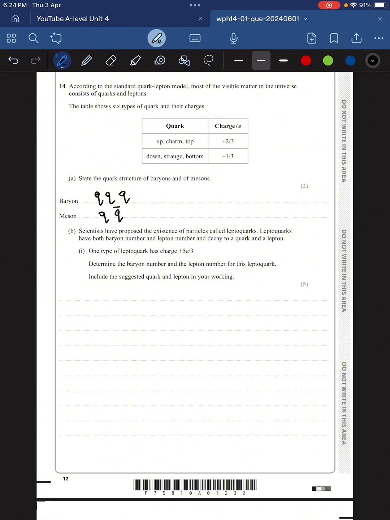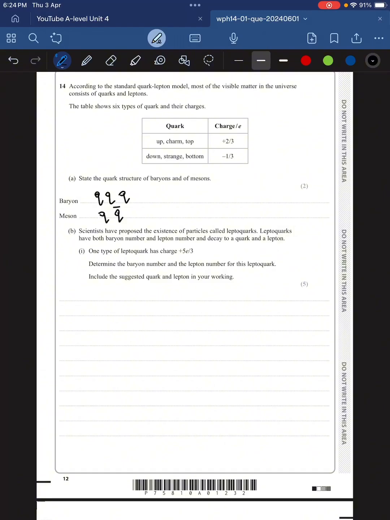Okay, this was discussed in the theory. Part B: scientists have proposed the existence of particles called leptoquarks. Leptoquarks have baryon number and lepton number and decay to a quark and a lepton. One type of leptoquark has charge plus 5/3 e. Determine the baryon number and the lepton number for this leptoquark. Include the suggested quark and lepton in your working.